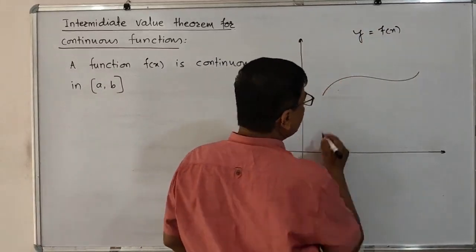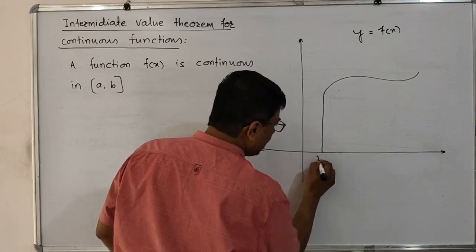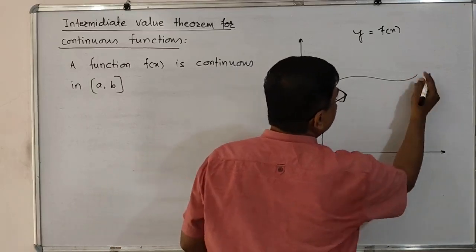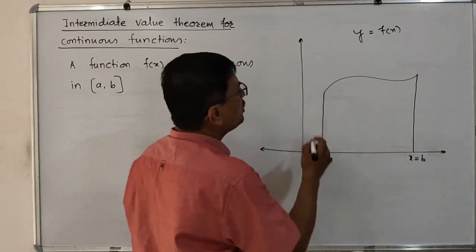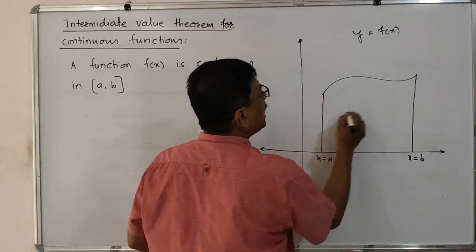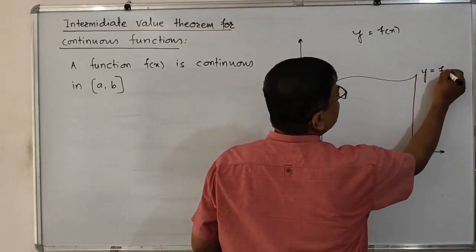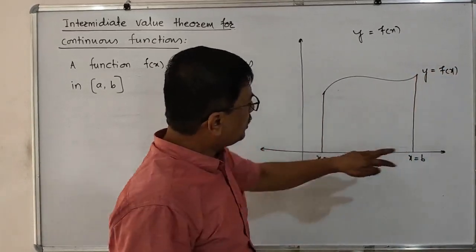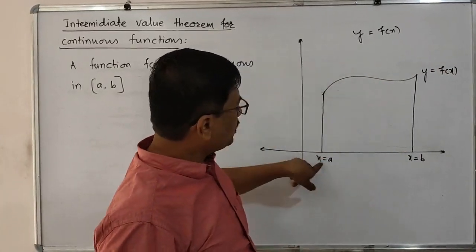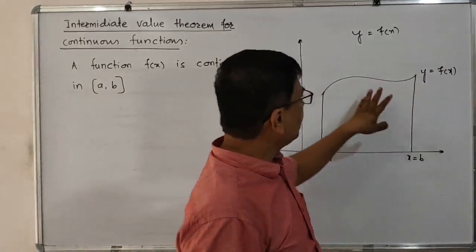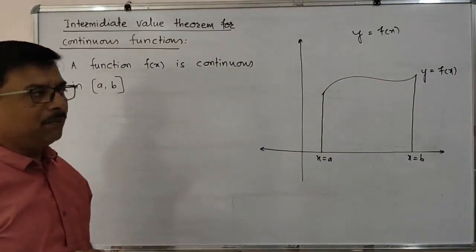Suppose this is a graph of the function and we take interval x is equal to a and x is equal to b. From this graph we can easily observe that the function y is equal to f of x is continuous in this closed interval AB, because this function is continuous from the right of A and the left of B. That's why we can say that the function is continuous in the closed interval AB.